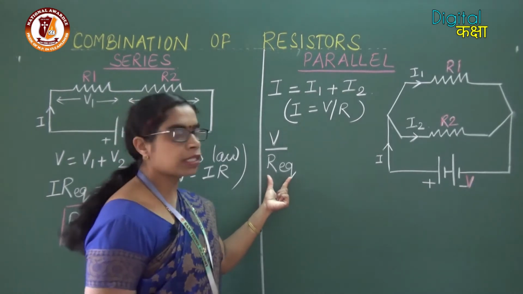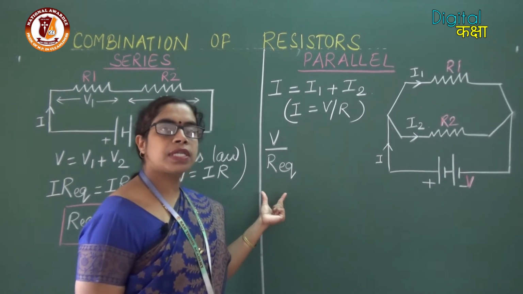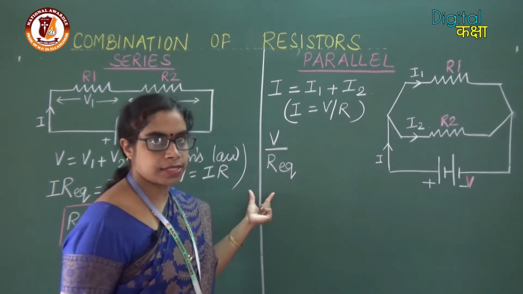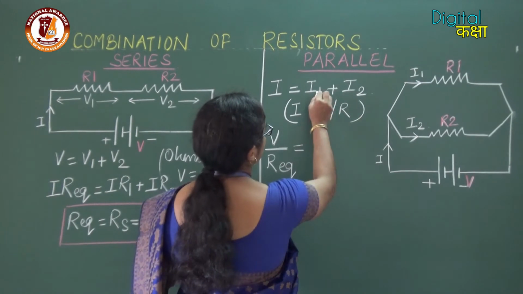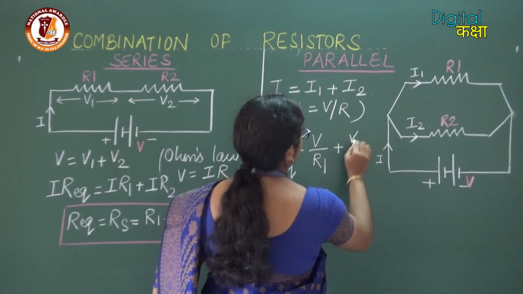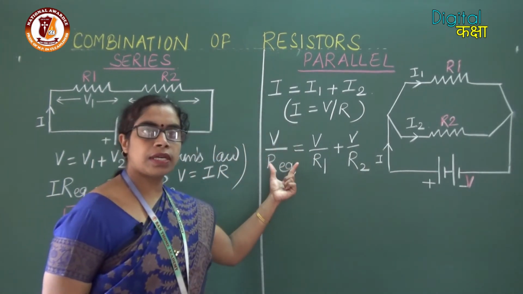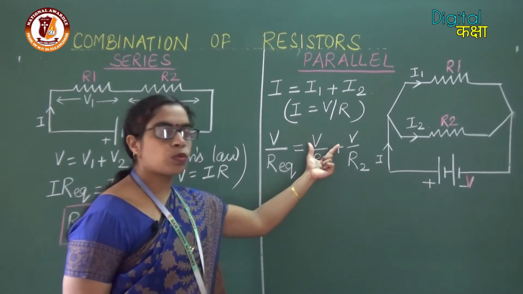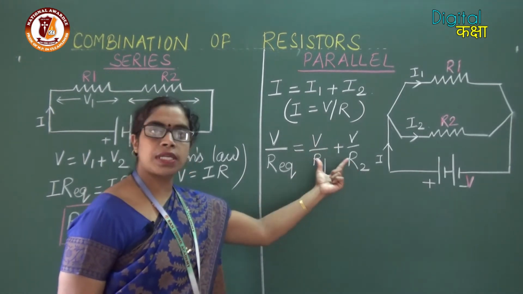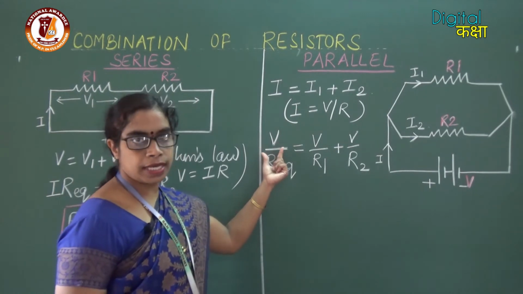That is why here in the denominator, the term which is being taken, representing the equivalent resistance, will be equal to V upon R1 plus V upon R2. As you can see here, V can be taken out common from these two terms in the RHS, which will be cancelled out with this V in the LHS.